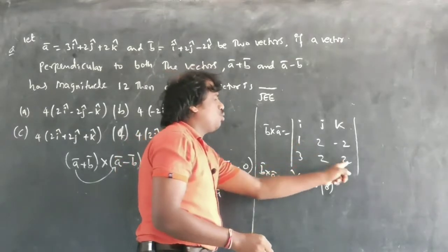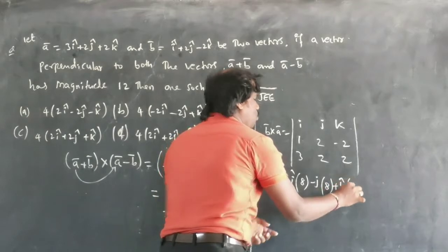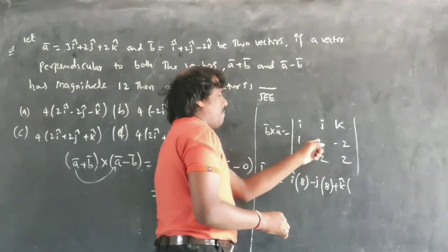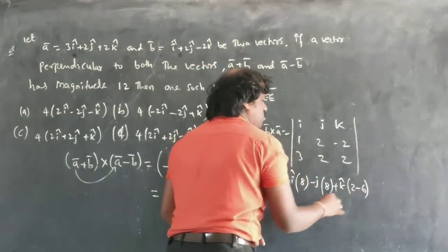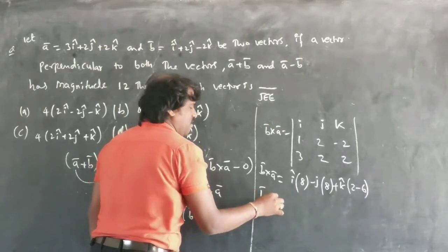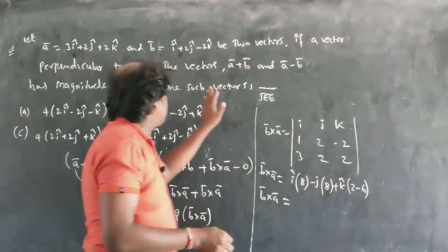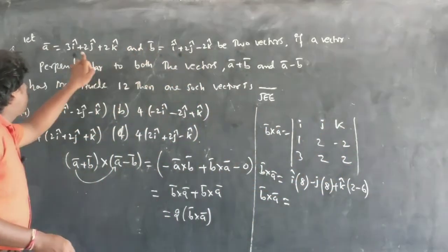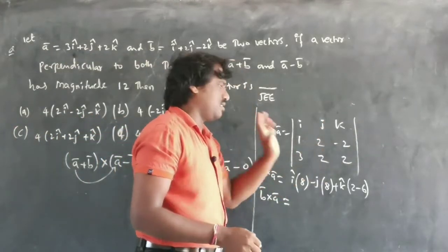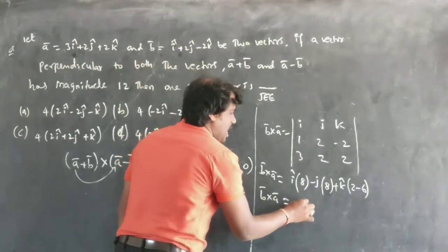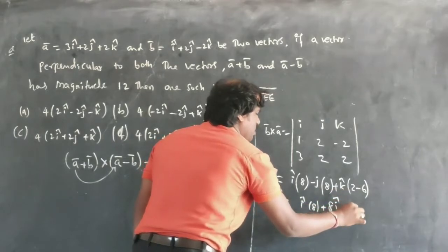Are you getting it? Minus into minus gives plus 8. Plus k cap into 1 2s are 2 minus 6, that is minus 4. Hope you understand. When you take the k cap, 1 2s are 2 minus 6, that is minus 4. So what I get here is 8 i cap, 8 j cap, minus 4 k cap.